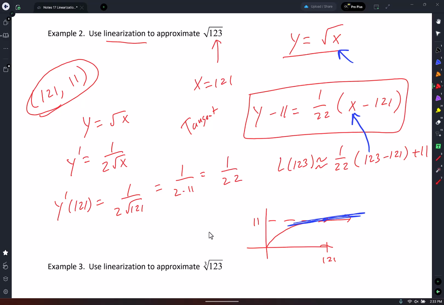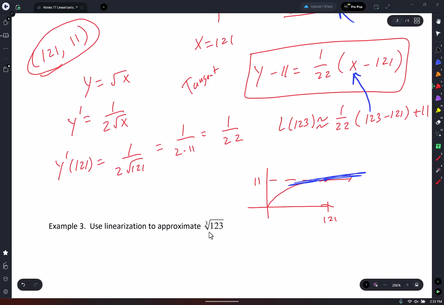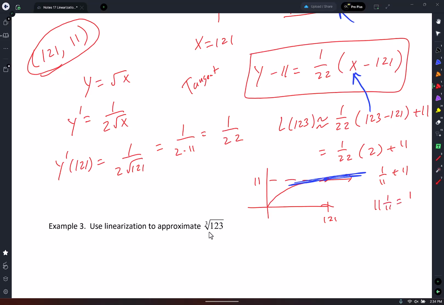Yeah, take a calculator. All right. Let's see what this is. 1 over 22 times 2 plus 11. So this turns into 1 over 11 plus 11. So 11 and 1 over 11, or 122 over 11.